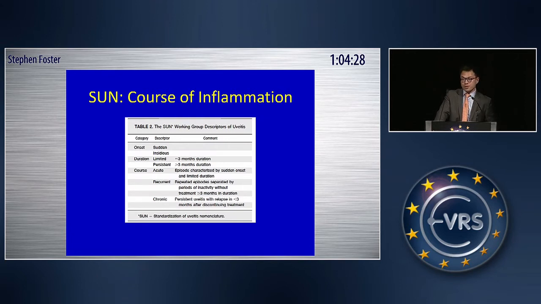Now, the course of inflammation is also pretty important, and you have to describe it correctly. The duration, if it's limited, means less than 3 months duration. If it's more than 3 months, you talk about persistent. Now, if it's acute, you're talking about sudden onset with a limited duration.